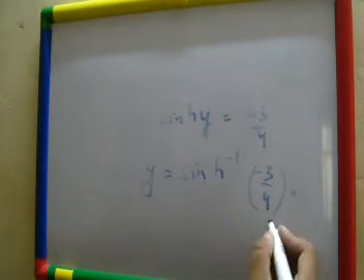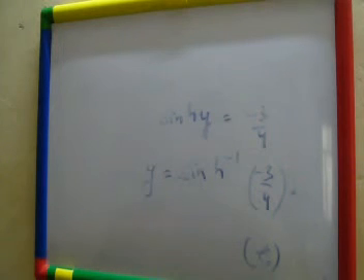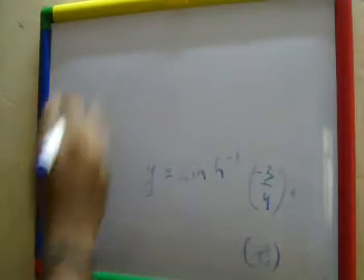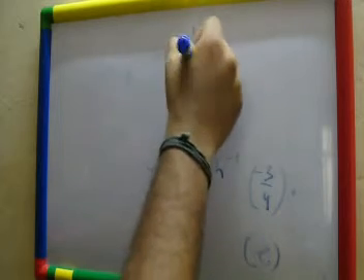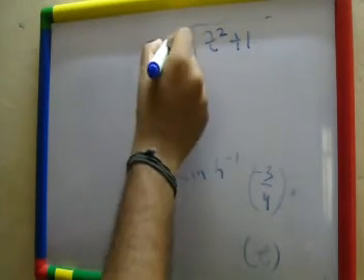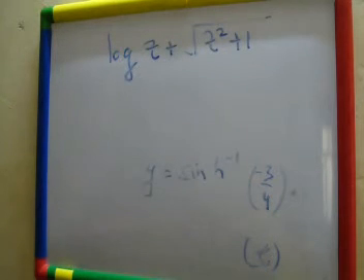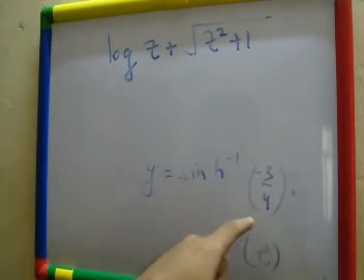Now if this is your z, then we know the formula for sin hyperbolic inverse z. It is log of z plus root of z square plus 1. In our case, our z is minus 3 by 4.